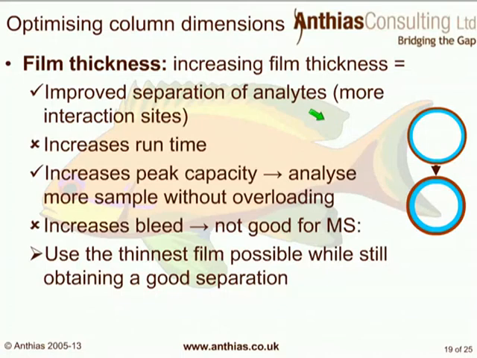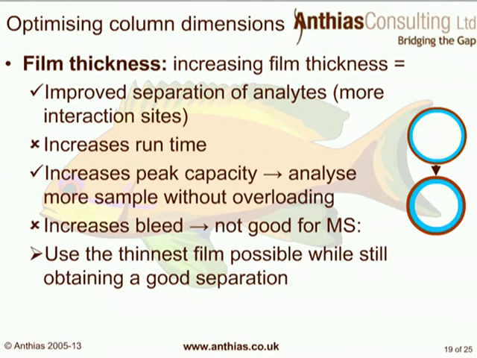The final parameter we need to optimize and choose when we're setting up our analytical column is the stationary phase film thickness. If we increase the film thickness, it will improve the separation of the analytes because we'll get more interaction sites in a thicker film. But it will also increase the runtime. It will also increase the peak capacity, meaning we can analyse more sample without overloading our peaks. But if we have more stationary phase, we'll also have a higher amount of column bleed, which again is not good for the mass spectrometer.